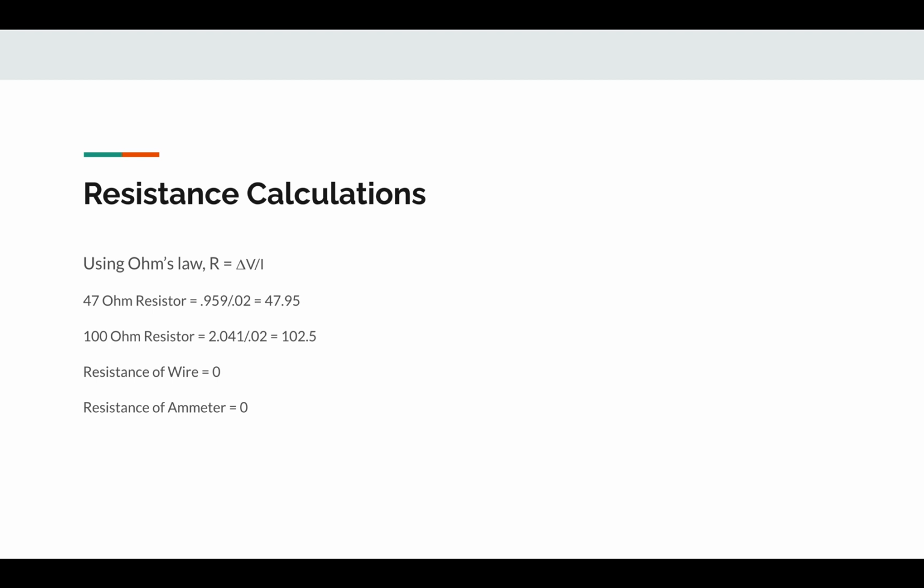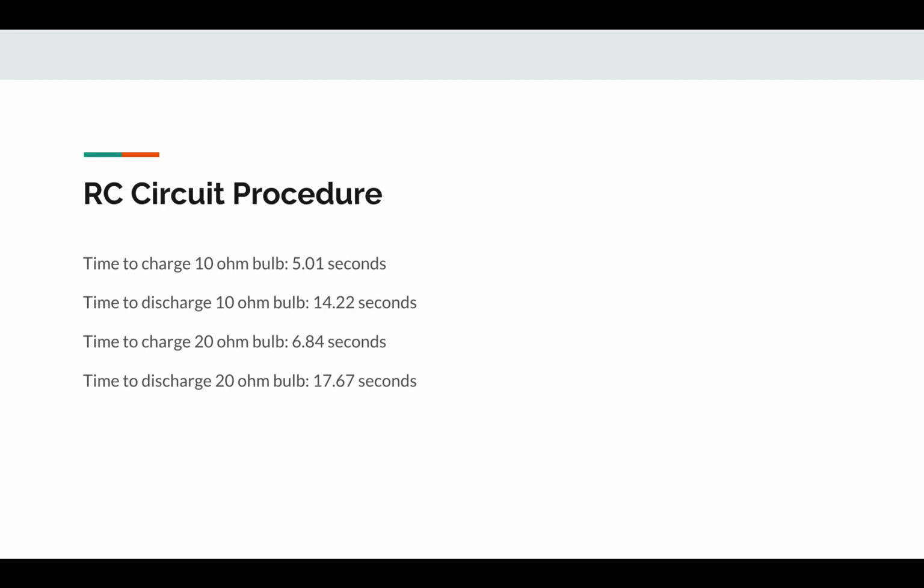So for resistance calculations, we used R equals V divided by I. For those resistance calculations, we got something very close, the big difference probably just being from sig figs. And then because we had no change in voltage across the wire and the ammeter, those are 0, because if you put the voltmeter in between those two, that's where it sort of plateaued.